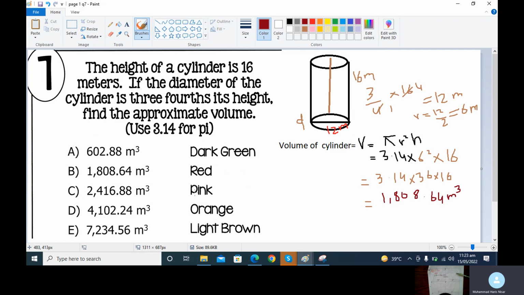So 1808.64 meter cube. This is the B part, isn't it? Yes. You can see 3.14 times 6 squared times 16. Do you have any difficulty or something you don't understand? Just ask me.